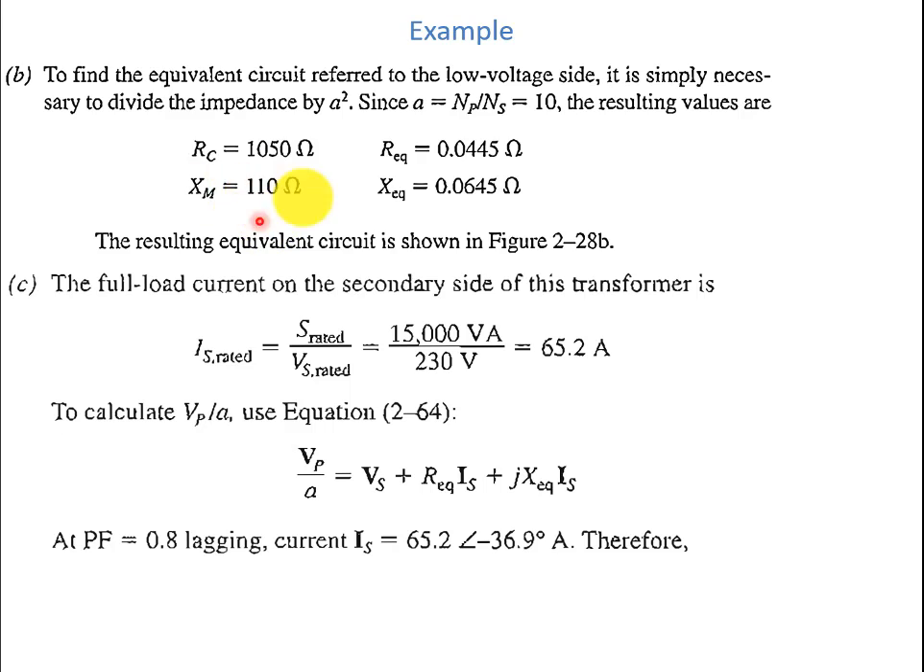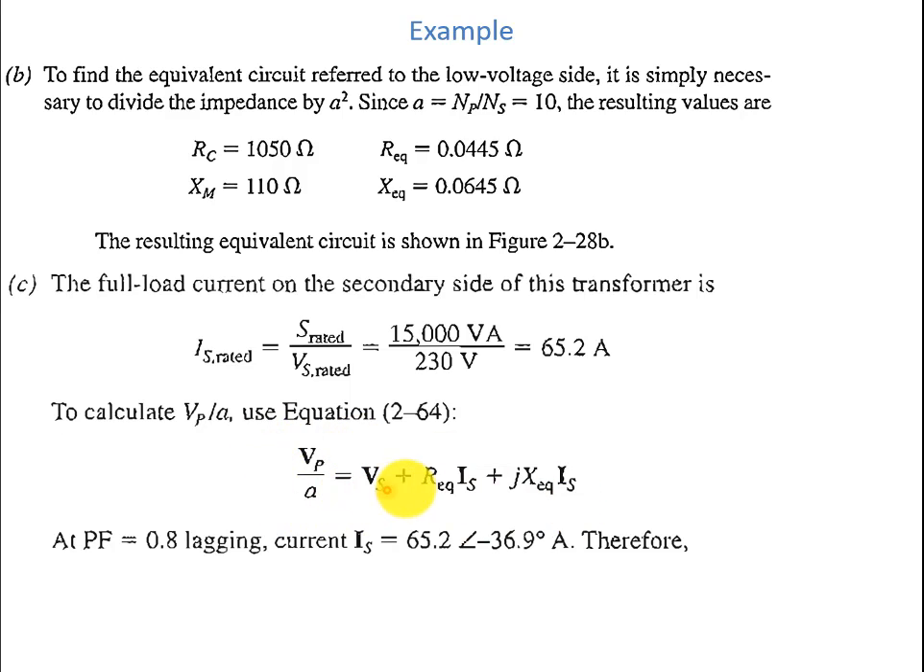So this is what we had. The next part says to calculate the full load voltage regulation at 0.8 lagging power factor, unity power factor, and 0.8 leading power factor. The full load current on the secondary side of this transformer is I_S rated, which is equal to S rated over V_S rated, 65.2 ampere.